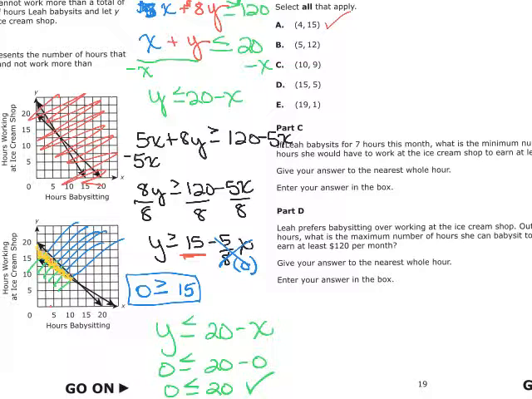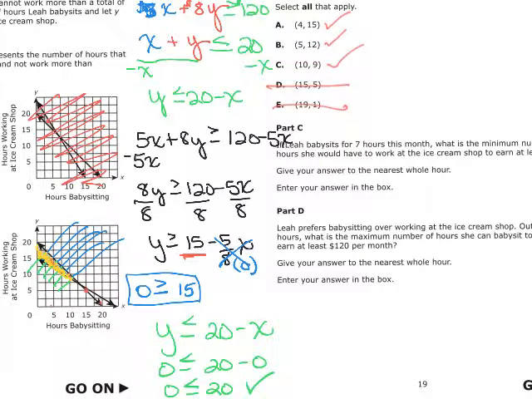How about 5, 12? Does that fit into our yellow frame? 5 and up here at 12? Yes, that is also a part of the solution set. How about 10 and 9? Yep, that just fits in there nicely. How about 15 and 5? Nope, that is not part of our shaded area. And lastly, 19 and 1, also not part of our shaded area. So these did not work.